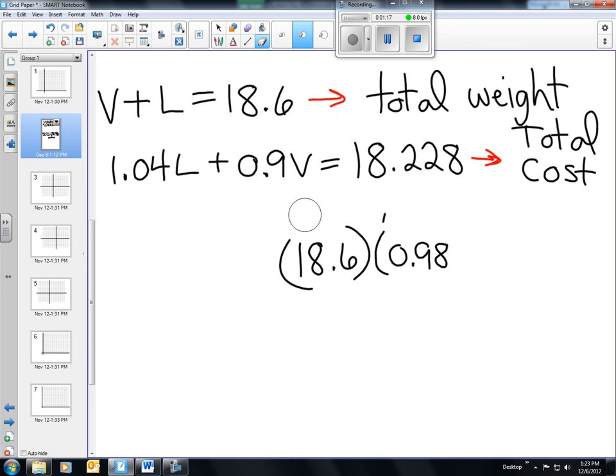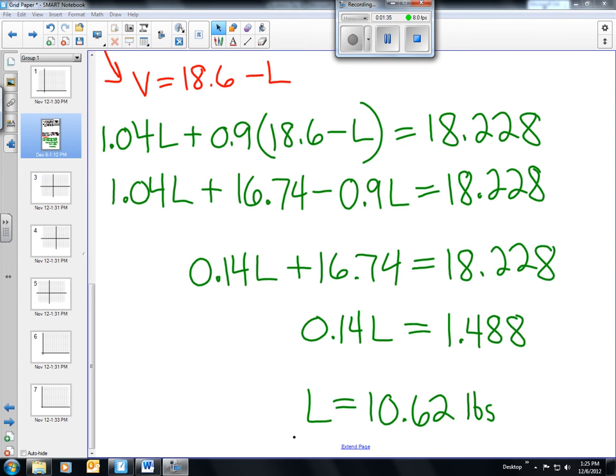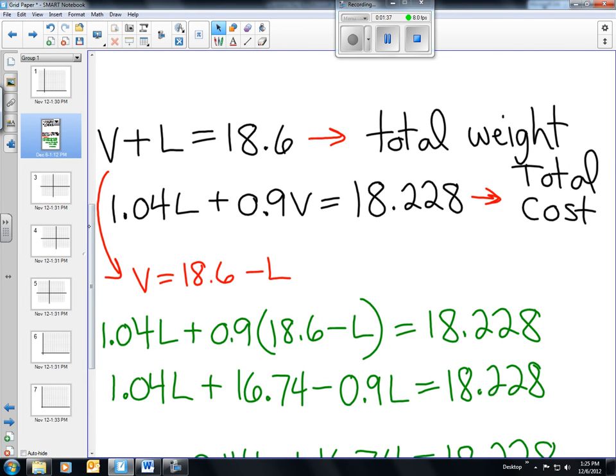Now, once we write these two equations, the first task is to solve this using substitution. And depending on which variable you want to substitute for, I'm going to go ahead and use this V plus L equation. I'm going to say that V equals 18.6 minus L. Now, once I find that V is equal to 18.6 minus L, I'm going to use that to substitute in for this equation here.